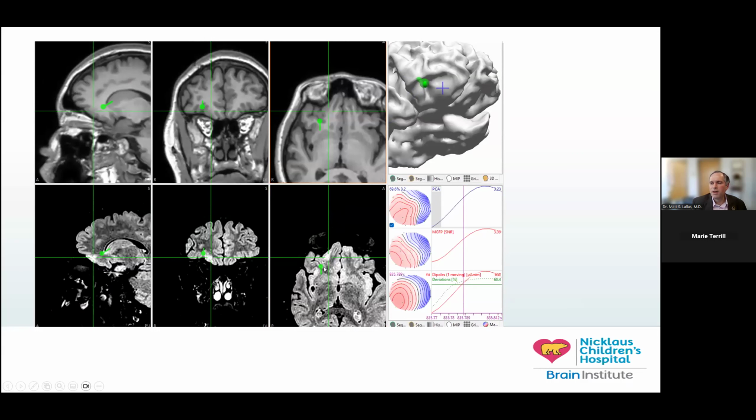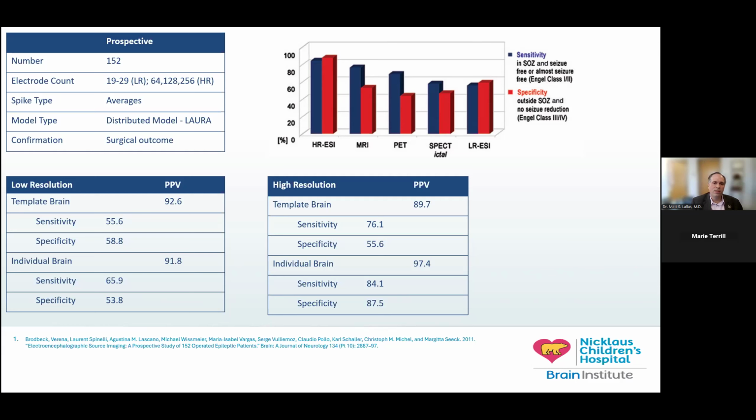So one of the largest prospective studies is from a group that did 152 prospective analyses in both low-resolution ESI and high-resolution ESI, meaning that they were using electrode caps of 64, 128, or 256 channels. And in this study, they were using average spikes, and we're going to talk about the difference between average and individual spikes, as well as using a distributed model, and they looked at the surgical outcome. And what they found was that utilizing the high-resolution ESI, where they included the patient's own individual brain to make the brain model, and they were using the 64, 128, or 256 channels, that test had a higher sensitivity and specificity than any of the other tests, including the MRI itself.